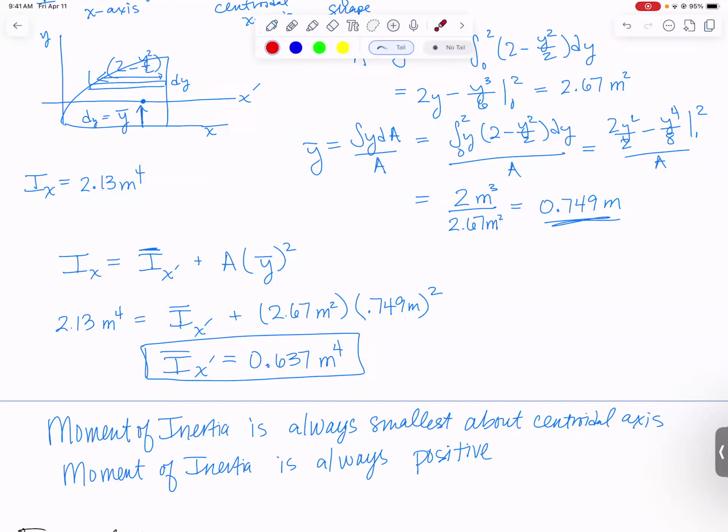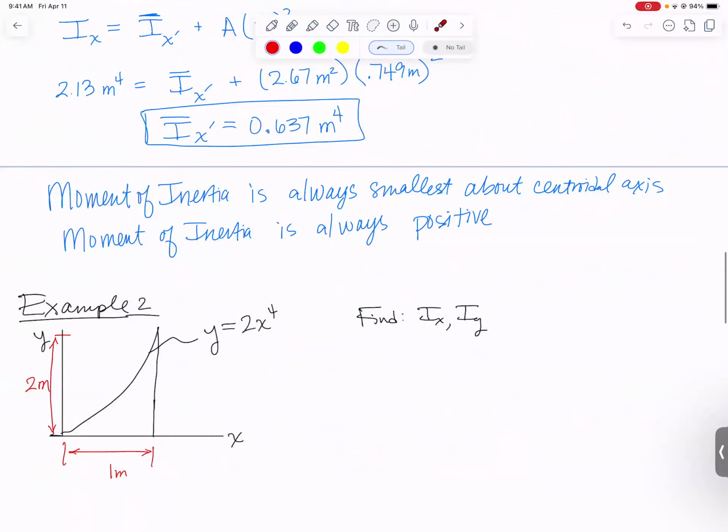I will see students sometimes get a negative when they do this process because they started with something here and then they subtracted something from it. If you do get a negative, you have made a mistake. That was a little bit of a side trip into parallel axis theorem that we are going to use again next week. Let's just go do some more basic examples to practice.